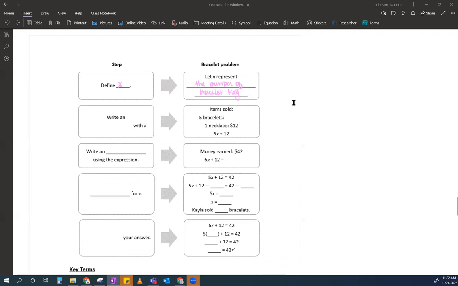Okay, done. So the second step, write an expression with x. So here we now want to write an expression or an equation. Doesn't matter. In this case, we're going to write an expression, right? Because this is an expression. The difference between an expression and an equation is an expression does not have an equal sign in it. Okay. So if 5 bracelets were sold, we can write 5x because it would be 5 times x, right?